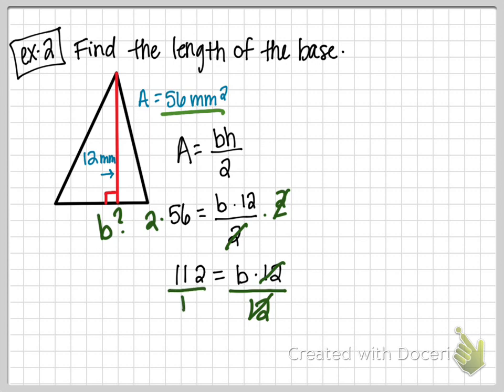If we divide one side by 12, divide the other side by 12 so that we get that B all alone. What's 112 divided by 12? Oh, this is annoying. 9 1/3, unless I did something wrong. It doesn't go in evenly. It would be 9.333333, so I'd rather have you do it as a fraction.